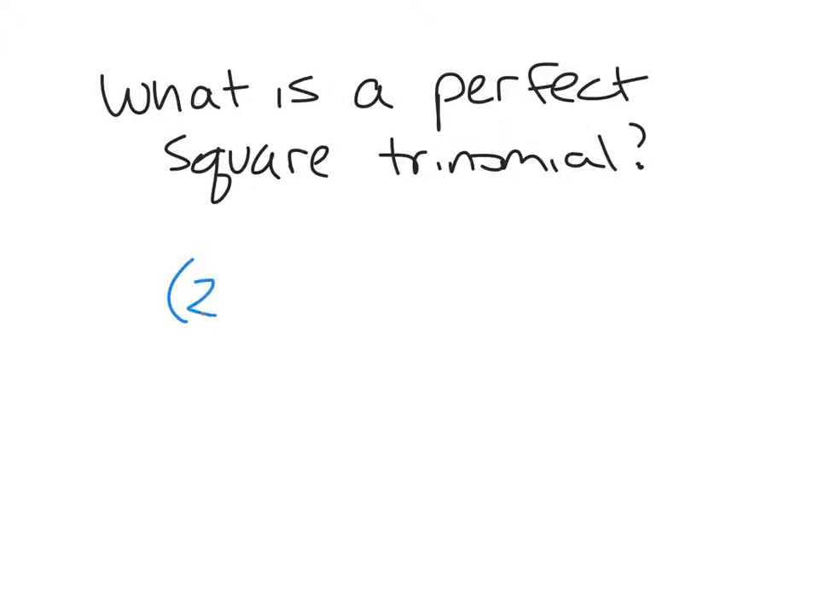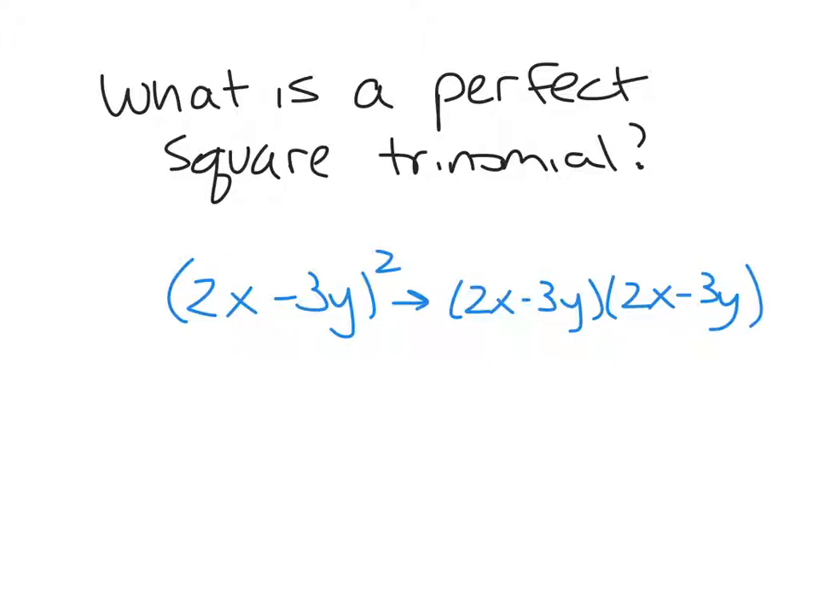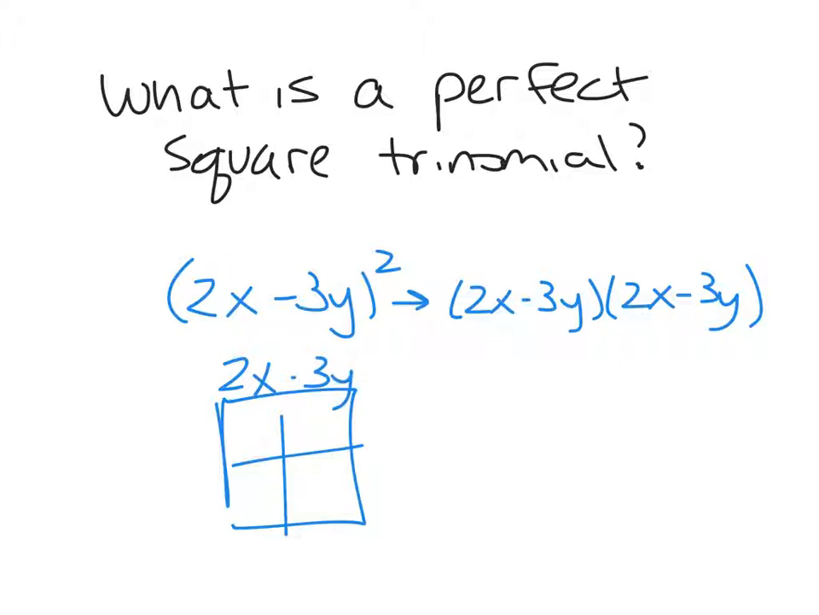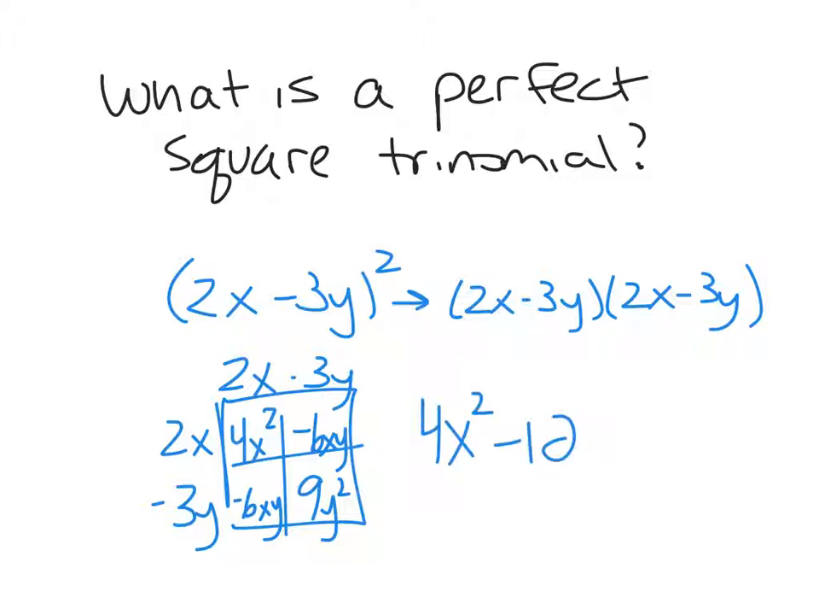So a perfect square trinomial comes from when I have something like 2x minus 3y squared. If you remember, when I square something, that's the same thing as multiplying it by itself 2 times. And if I FOIL or use the box with this, we can multiply it out. So I get 4x squared, negative 6xy, negative 6xy, positive 9y squared, and when I combine like terms I get 4x squared minus 12xy plus 9y squared.